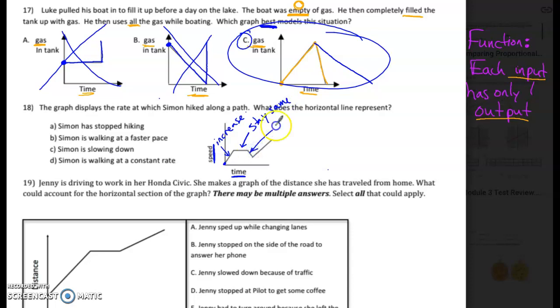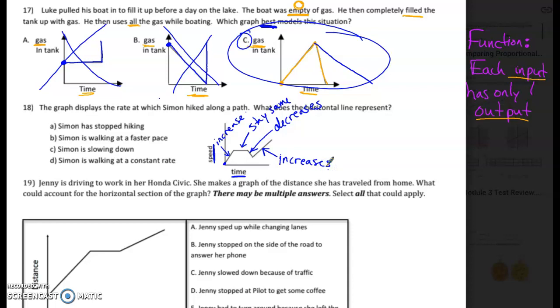Here, all of a sudden, his speed decreases. He is slowing down for some reason. And then, again, all of a sudden, he is taking off. He must be sprinting because his speed is increasing again.